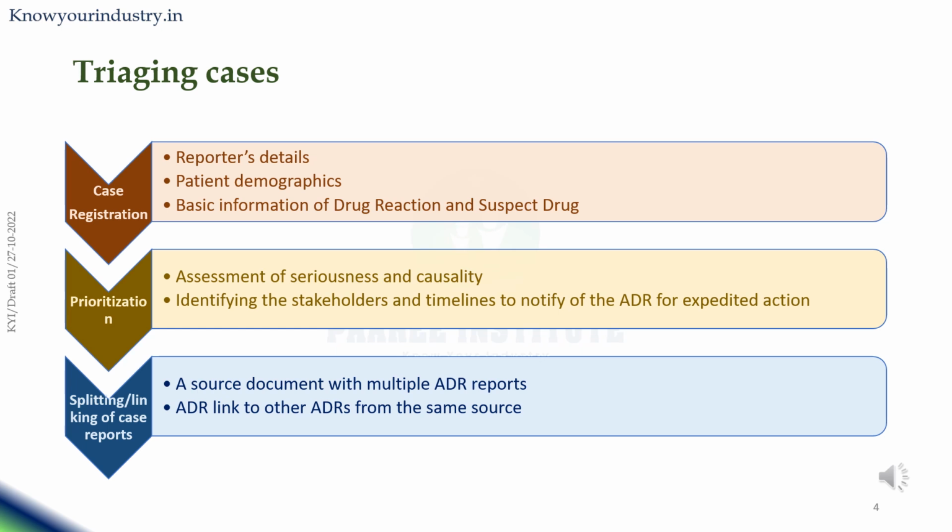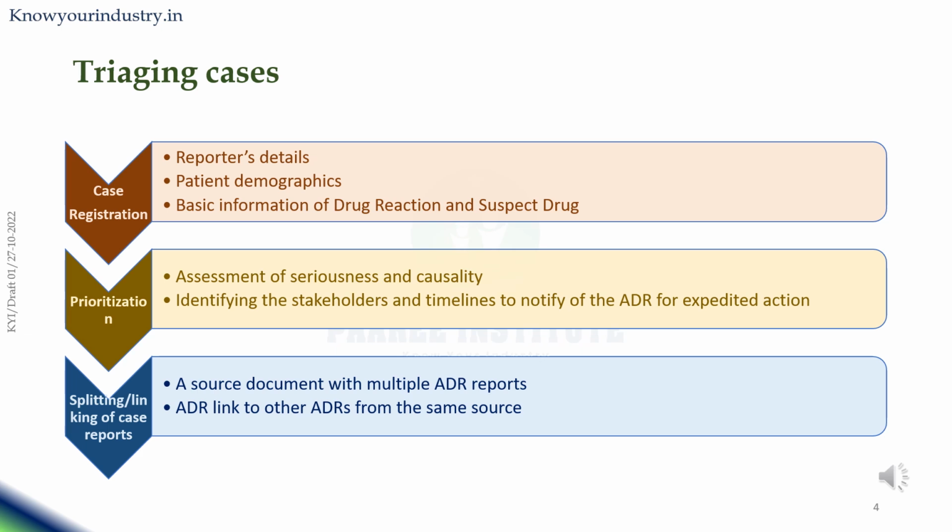After case registration, case prioritization will be performed. Case prioritization includes the assessment of seriousness of the reported events and a causality assessment. In the second module of this training, we have learned in detail about the assessment of seriousness and causal relation between the drug and drug reaction.